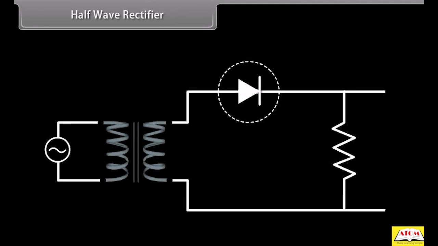Half-wave rectifier. The AC signal to be rectified is connected across the primary terminals P1 and P2 of a step-down transformer. One of the secondary terminals, S1, is connected to the P region of the junction diode, while the other secondary terminal, S2, is connected to the N region with a load resistance RL in series. The output voltage is taken across the load resistance RL.